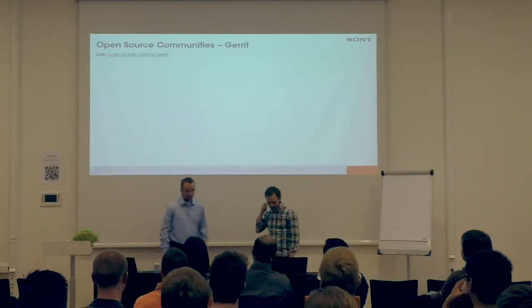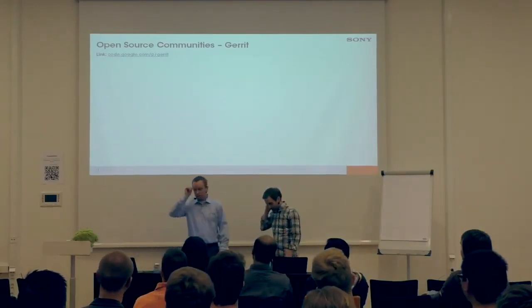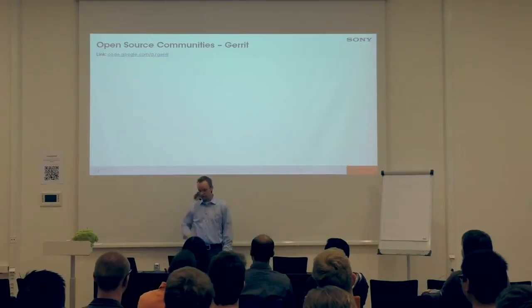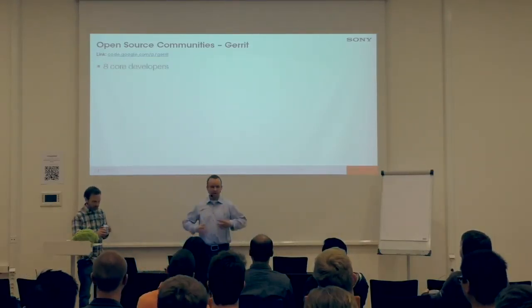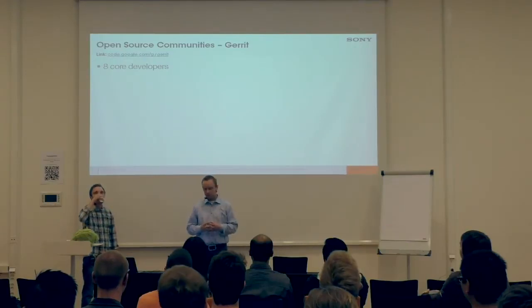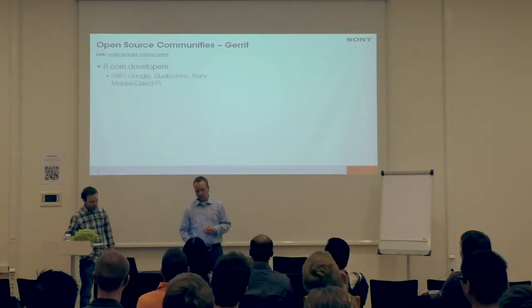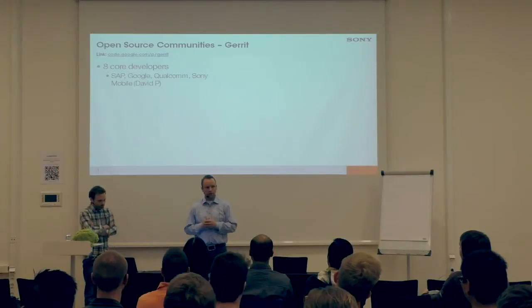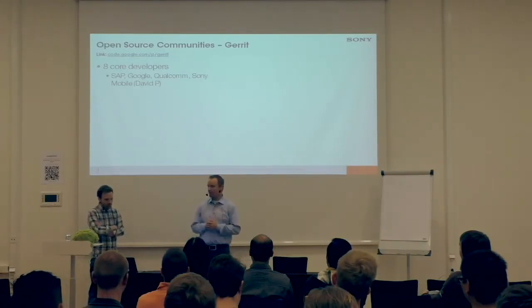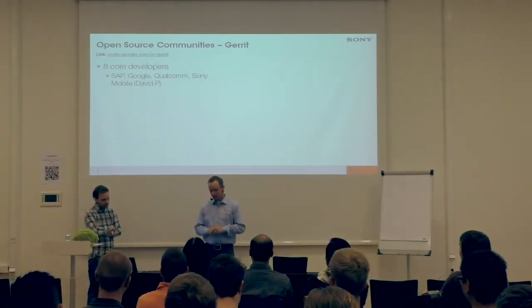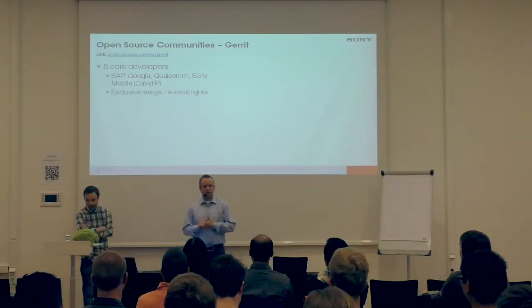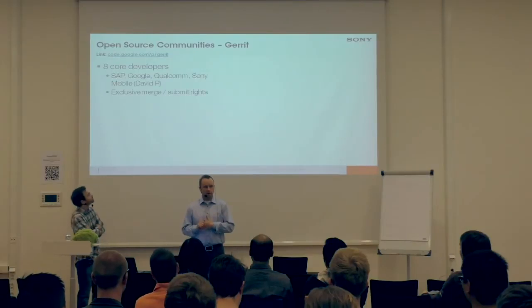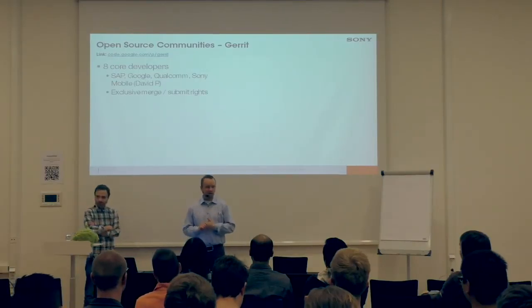Talking a little more about the two open source communities, Gerrit and Jenkins. Starting with Gerrit. Now Gerrit has a setup with 8 core developers. These core developers come from companies like SAP, Google, Qualcomm, and we also have one of our own in Sony Mobile, David Pershouse. And these 8 core developers have exclusive submit and merge rights. So every piece of code that goes into Gerrit has to pass one of these 8 individuals.